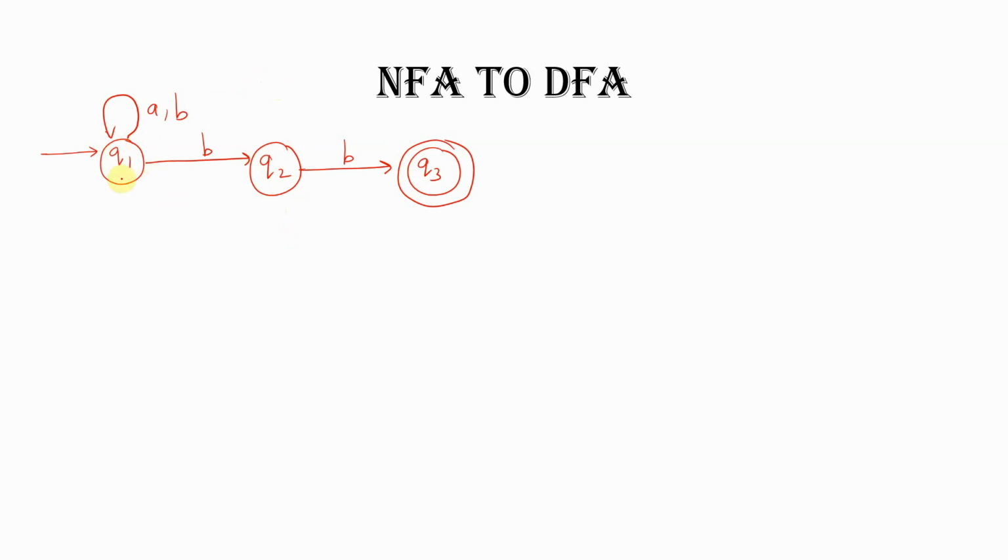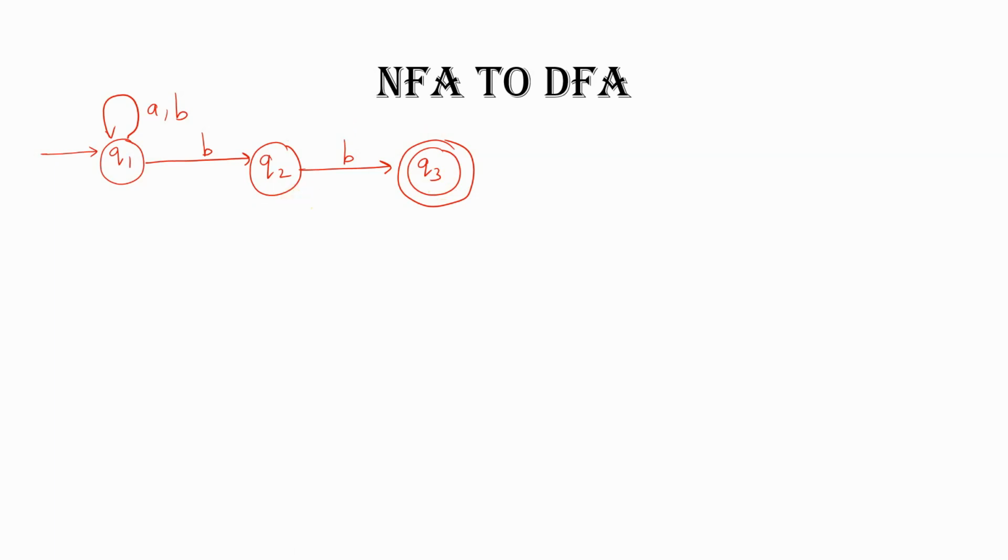Why? If you consider state Q1 and input alphabet B, from Q1 on seeing B, I can go to state Q1. From state Q1, if I get B, I can even go to state Q2. So there is no unique move from state Q1 on input symbol B. Next, if you consider state Q2, there is a transition on input alphabet B, but there is no transition on input alphabet A. If you consider state Q3, there is no transition on A as well as B. So this transition diagram is a non-deterministic finite automata.